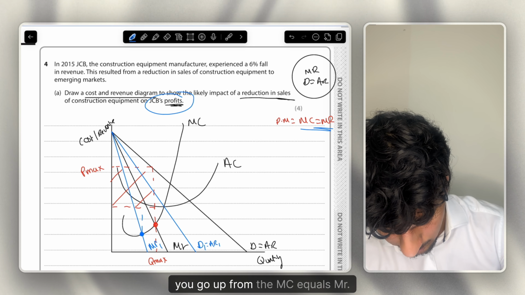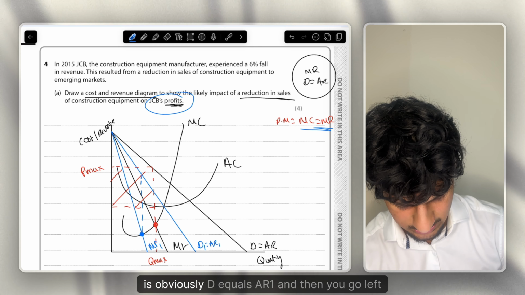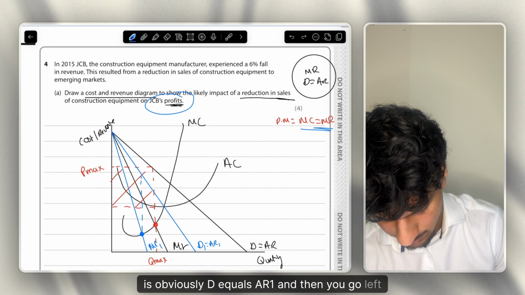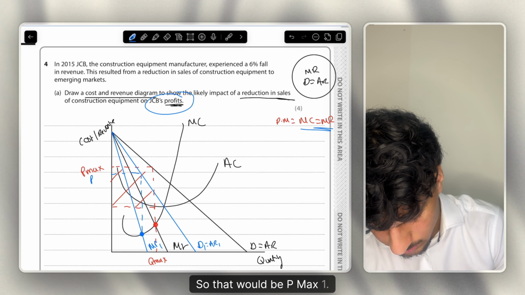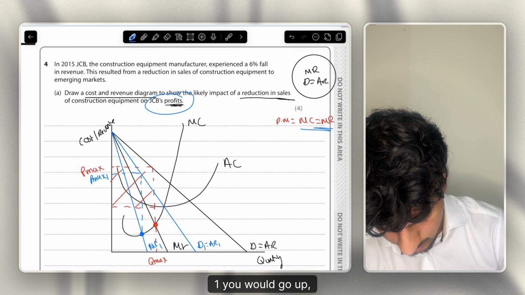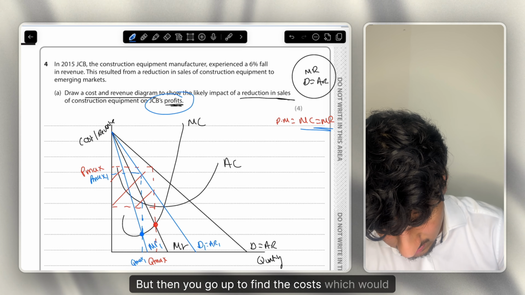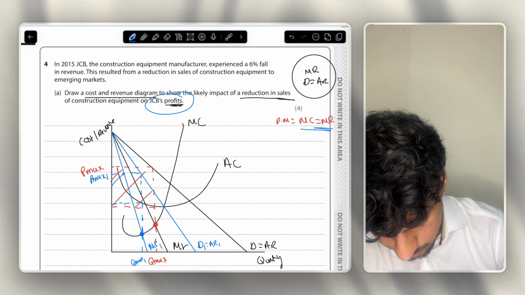So you go up from the MC equals MR point until you hit your new AR curve, which is obviously D equals AR1. And then you go left from there. So that would be P max 1, I'm going to label it. And then from MR1, you would go up, well, you can label Q max 1 as well. But then you go up to find the costs, which would just be around there.